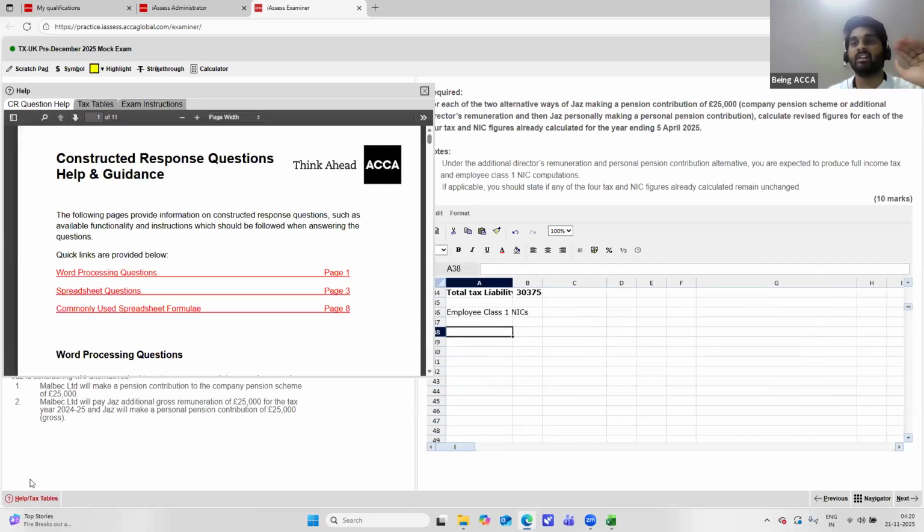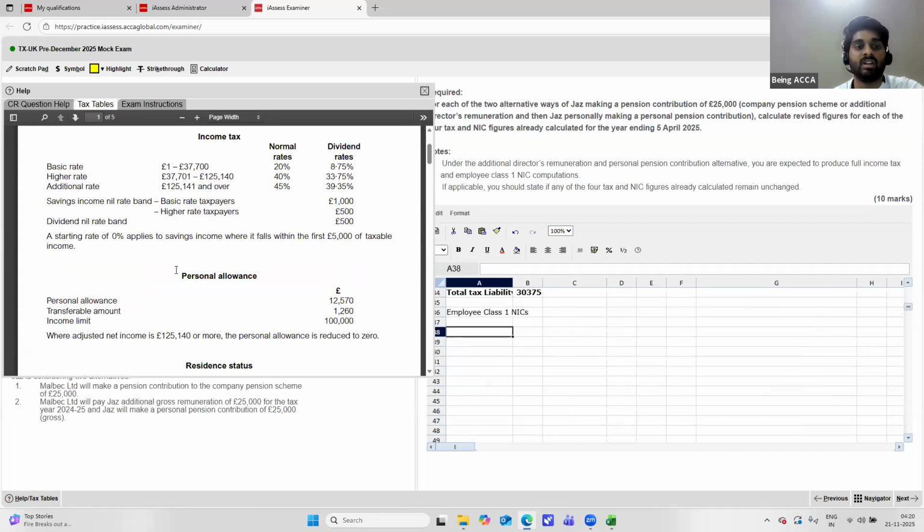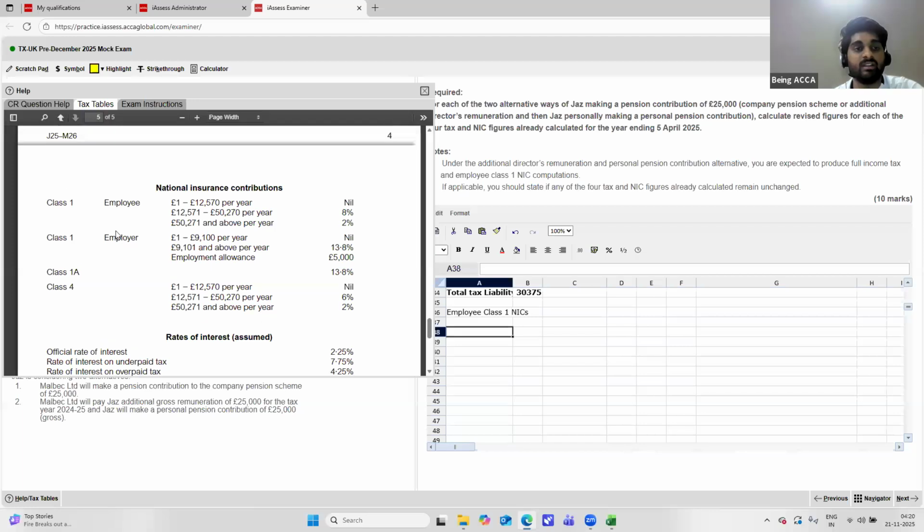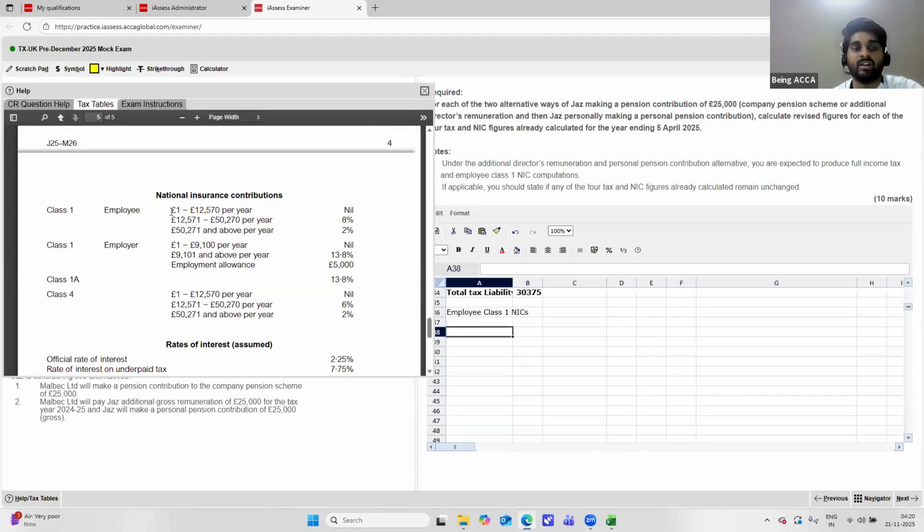Class 1 NICs are very straightforward, guys. You really don't have to remember anything, but you can just take a look at the table and your answers will be available to you here. Like you can clearly see here, the class 1 NICs are: 1 to 12,570 is at 0%, 12,571 to 50,270 is at 8%, and 50,271 and above is at 2%. So how do you calculate the employee class 1 NICs? 0 to 12,570 at 0%. So it will be 0.